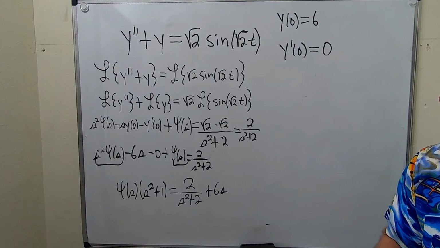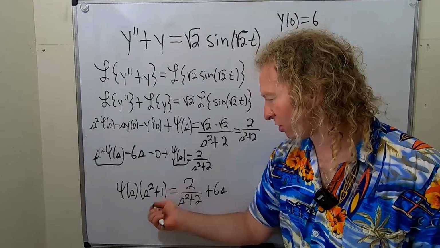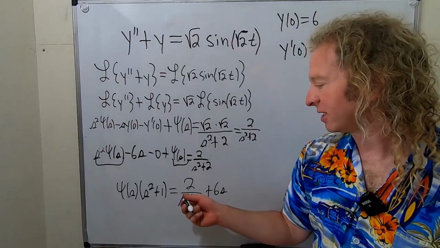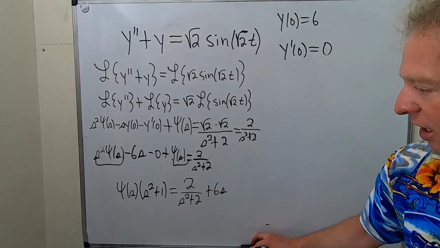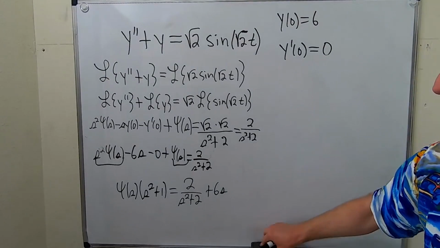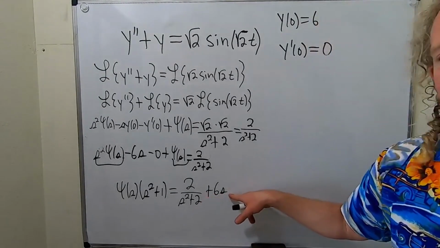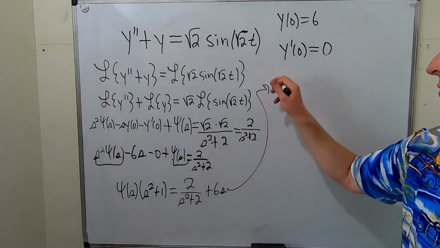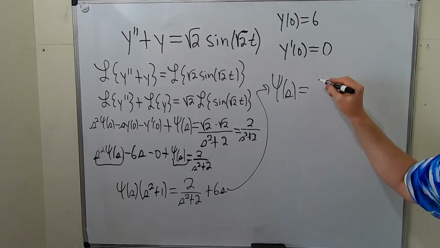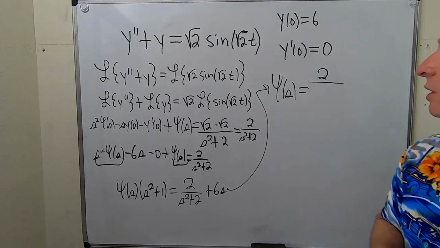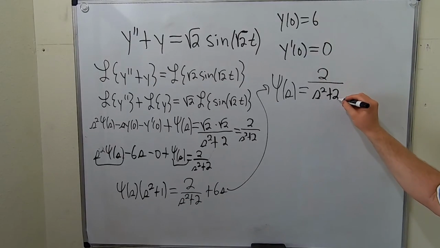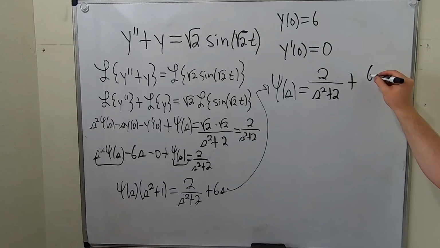I'm thinking. Let's see. If we divide this by this, we're definitely going to have to use partial fractions in order to resolve this problem. Likewise, if I have 6s over s squared plus 1, that's also going to take some work. I think I'm going to add these up first and then divide by, no, let's do it separate. So Y of s will be 2 over s squared plus 2, plus 6s over s squared plus 1.